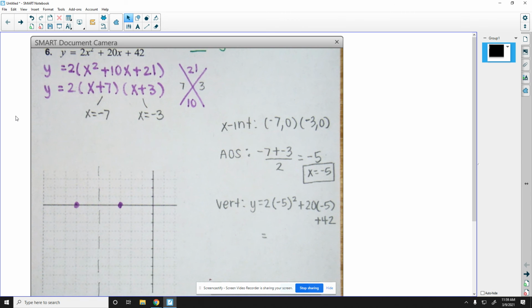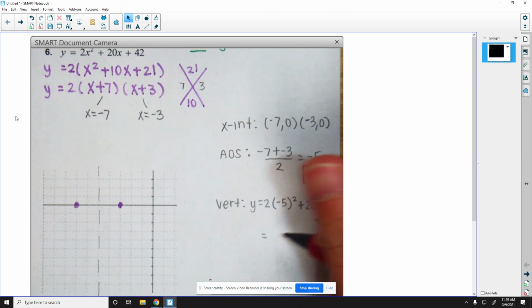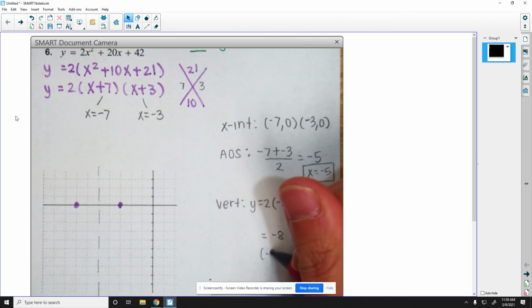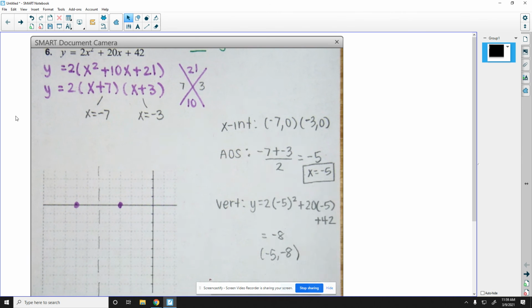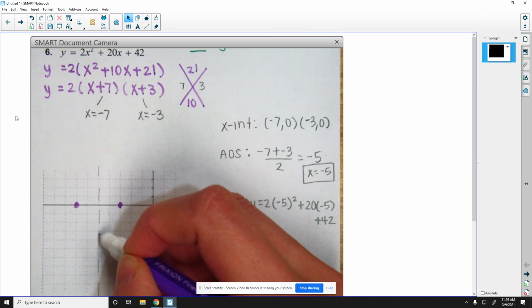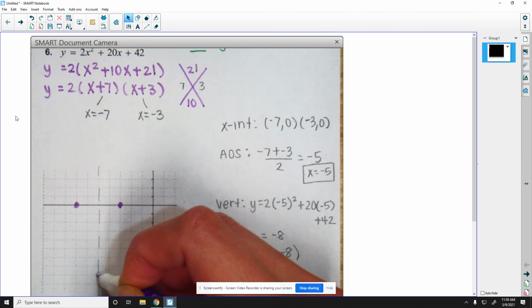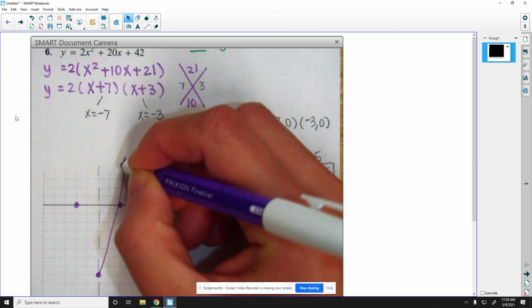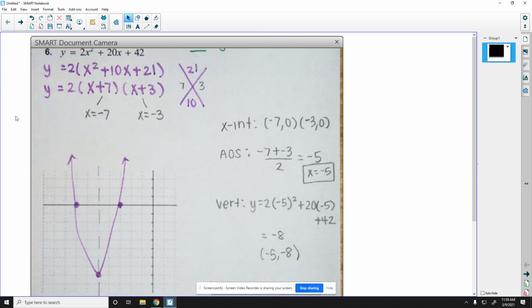It's 192. It's not 192. It's -8. Yes, negative 8. So I have negative 5 comma negative 8, which is right here. So that's my answer. That's my picture. Okay.